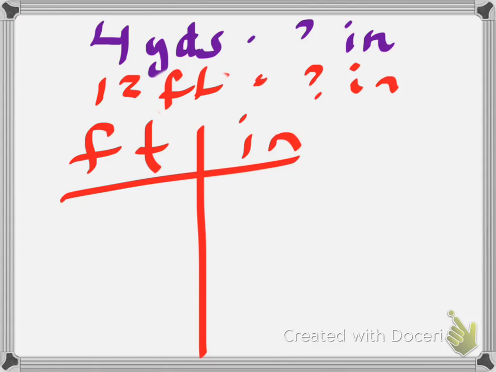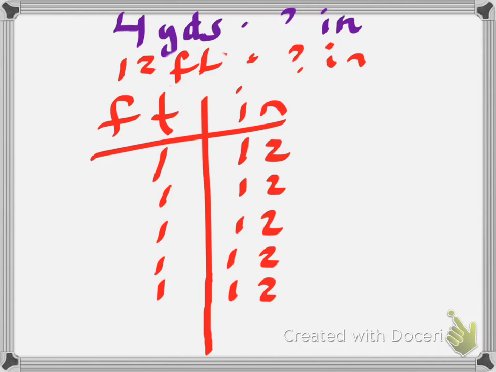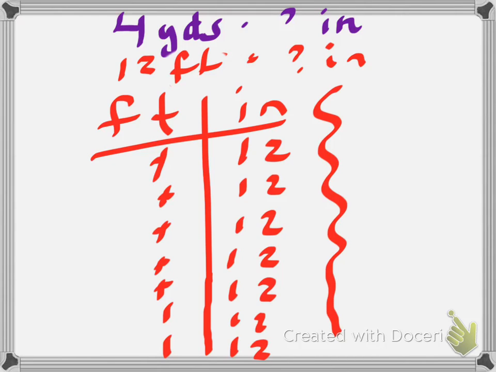So we have 1 foot equals 12 inches, another foot equals 12 inches, another foot equals 12 inches, another foot equals 12 inches, another foot equals 12 inches, so that's 1, 2, 3, 4, 5, another foot equals 12 inches. Now I'm not finished there, I don't have enough room, so I'm going to do what we do in class, which is squiggle, squiggle, squiggle. And I'm going to keep going.